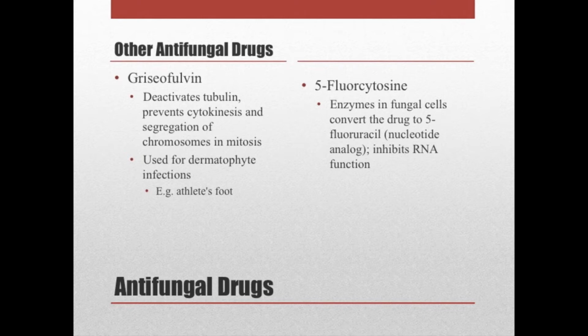5-fluorocytosine is an analog of the pyrimidine cytosine. Fungal cells contain an enzyme that converts the drug to 5-fluorouracil, which is then incorporated into RNA, interfering with the synthesis of RNA and translation of RNA to produce proteins.